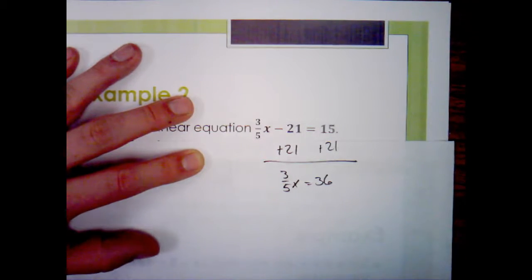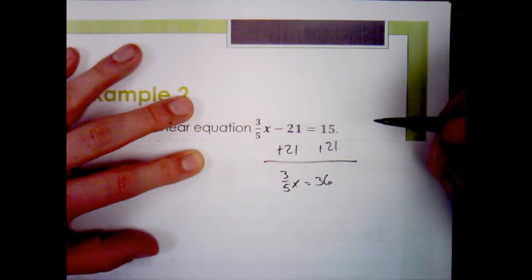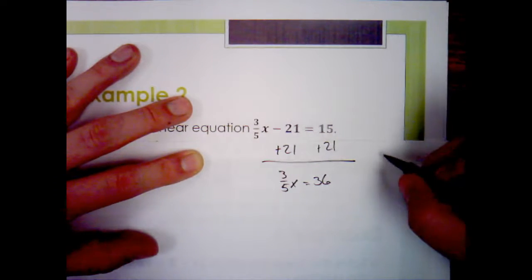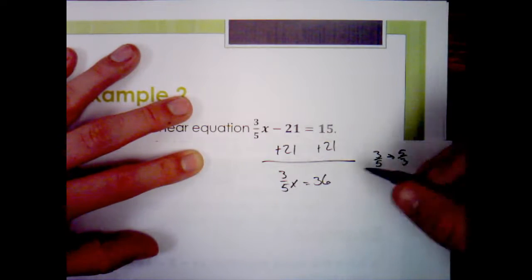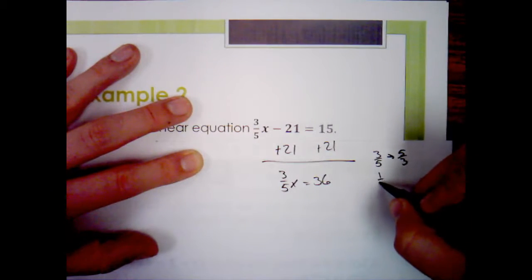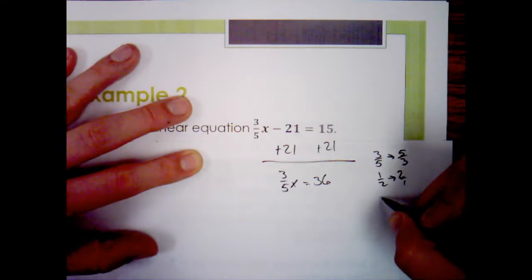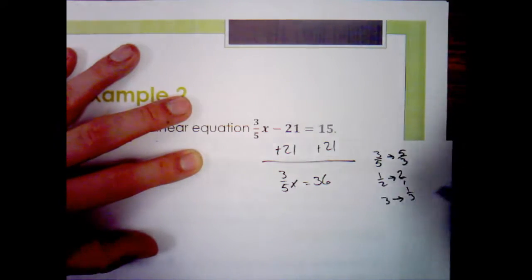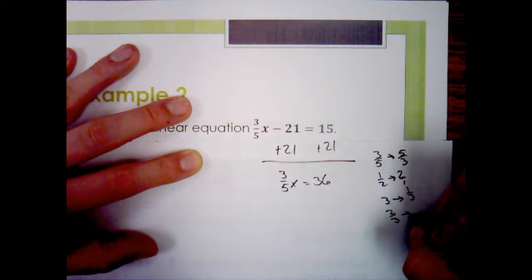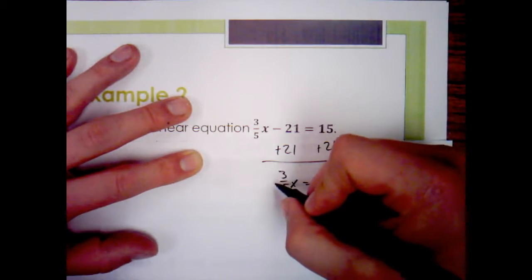Now, in order to get rid of a fraction on my variable, I multiply by the reciprocal. If you remember, the reciprocal of 3/5 is going to be 5/3. To find the reciprocal, we flip the fraction. The reciprocal of 1/2 is 2, or 2 over 1. The reciprocal of 3 would be 1/3. The reciprocal of 2/3 would be 3/2. Those are reciprocals. So you multiply by the reciprocal.